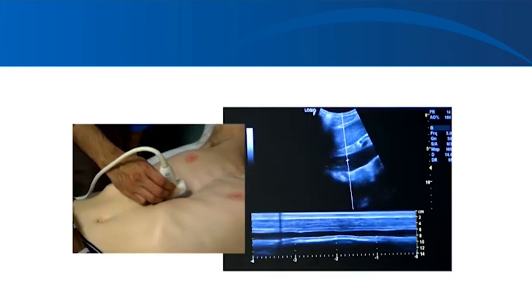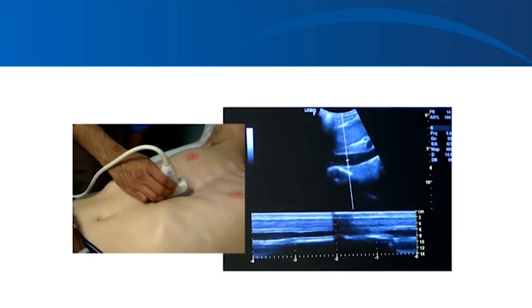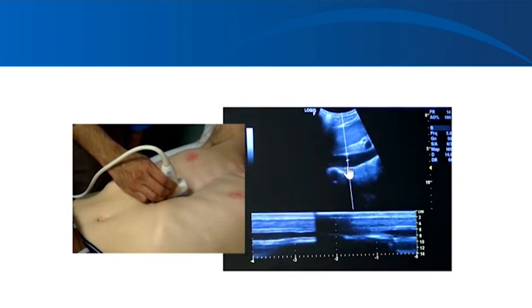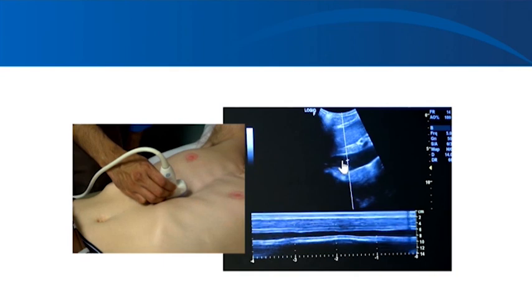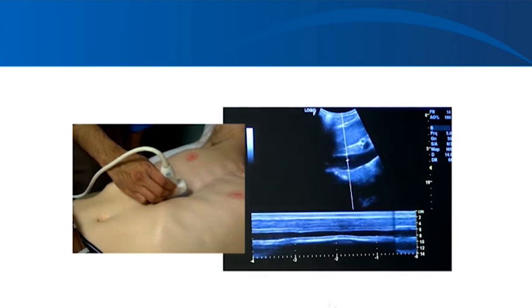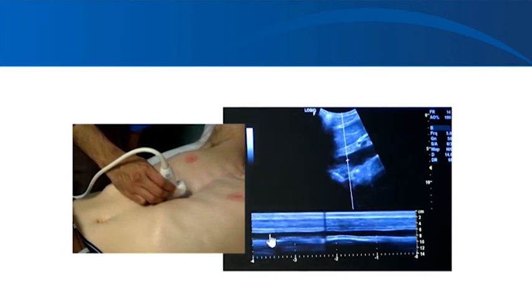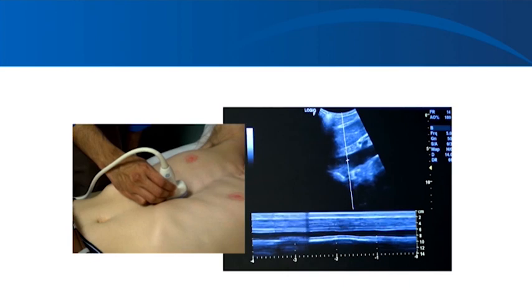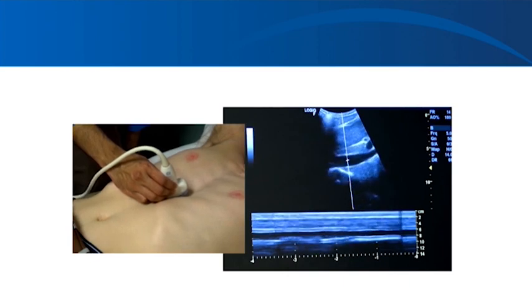To measure the IVC dimensions or changes in diameter with respiration more accurately, you can use the M mode, or the motion mode. So you turn on the motion mode, you get a line like this, you get it to the area of interest, which is about 2 centimeters below the right atrium, and you get a tracing. So this represents the inferior vena cava. And once you freeze the image, here you measure the widest diameter, and here you measure the smallest diameter. That way you can exactly get by what percent the IVC is collapsing with respiration.